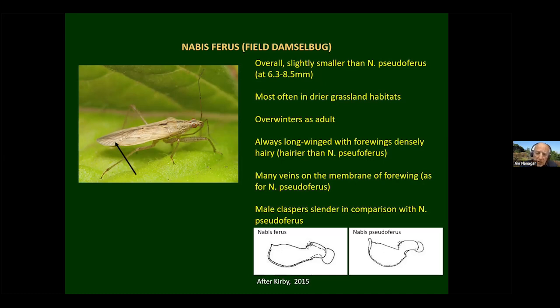As you can see on the bottom left-hand side, it's got a sort of tooth at the apical end, whereas Nabis pseudoferus has got a kind of lip that curls round, something that needs to be examined very closely in specimens that have been collected.